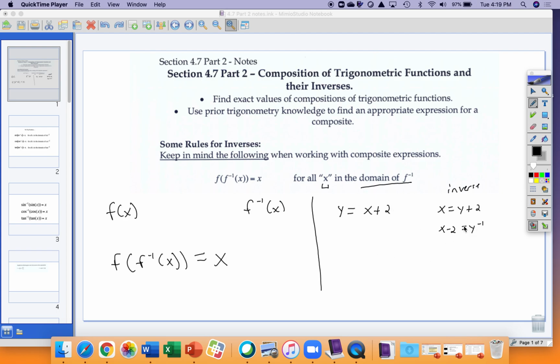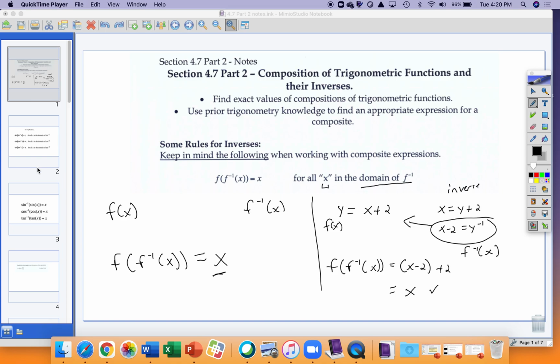So if I take this function and put it inside of that one, I should get just x. Let's try it out. So we'll call this f of x, and we'll call this f inverse of x. So f of f inverse of x would be taking x minus 2 and putting it into x. So it would be x minus 2 plus 2. And when you do that, the minus 2 and plus 2 cancel out, and I get just x, and I can see that those two functions are inverses of one another. So if they are inverses, this will be true.